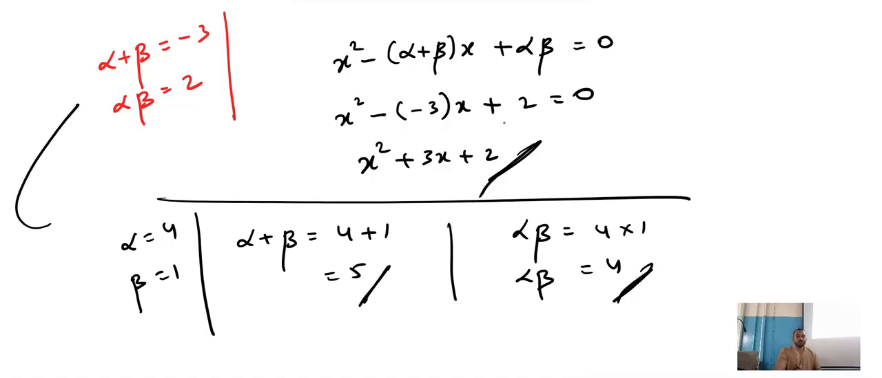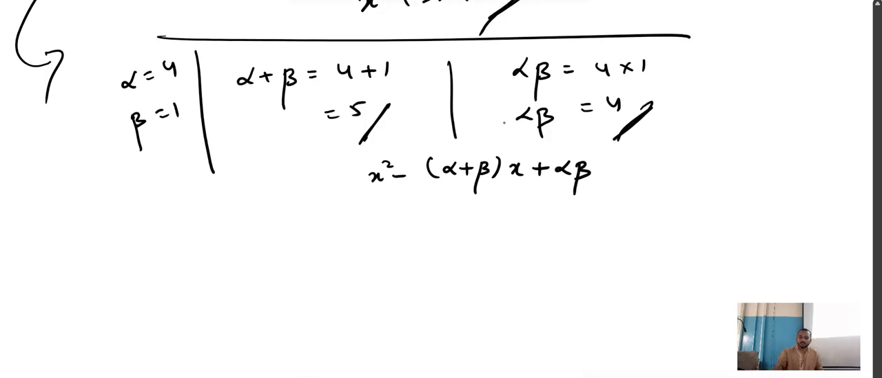Compared to the previous problem, the difference is in the above problem they have already added and given the answer. But here we should add separately. We should multiply separately. Then we have to substitute in the formula. X square minus of alpha plus beta into x plus alpha into beta. So this is the quadratic polynomial. Then x square minus 5x plus 4.